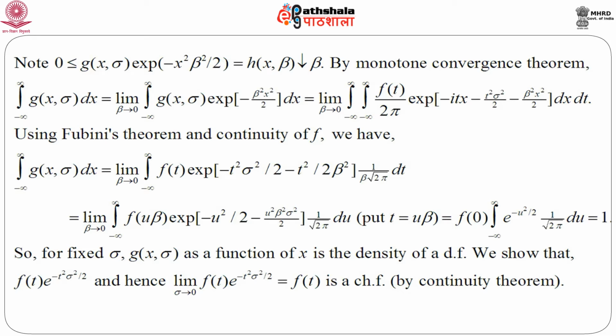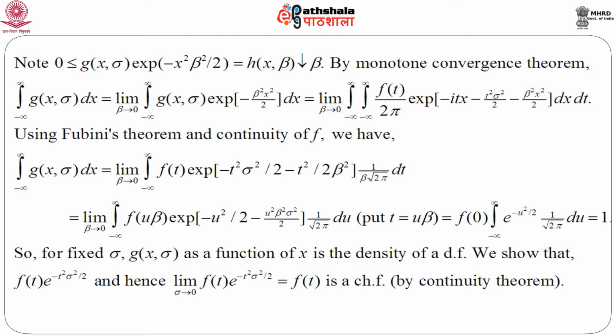Now, this quantity is nothing but the PDF of a standard normal variable, that is, a normal 0 1 variable. So, we are basically integrating the PDF of a normal 0 1 variable, which is nothing but 1, and since f 0 is 1, this entire integral becomes 1. So, what we get is the integral from minus infinity to infinity of g of x sigma dx equals 1.